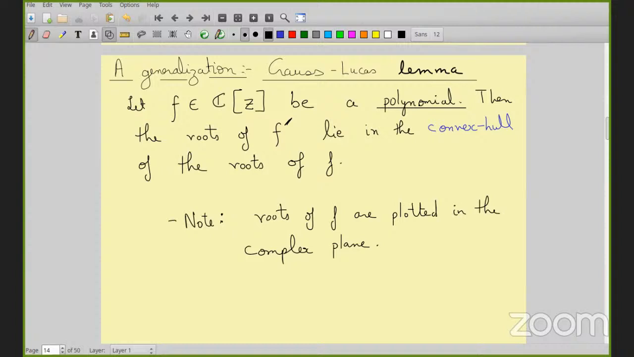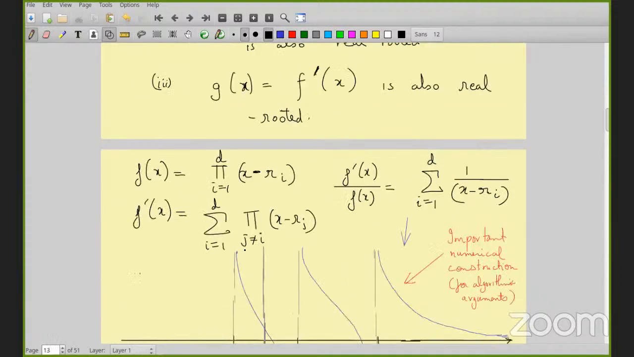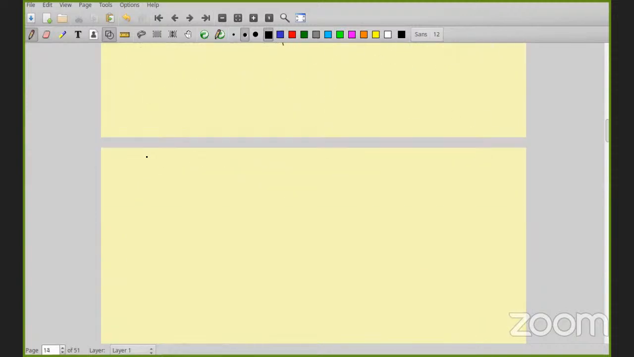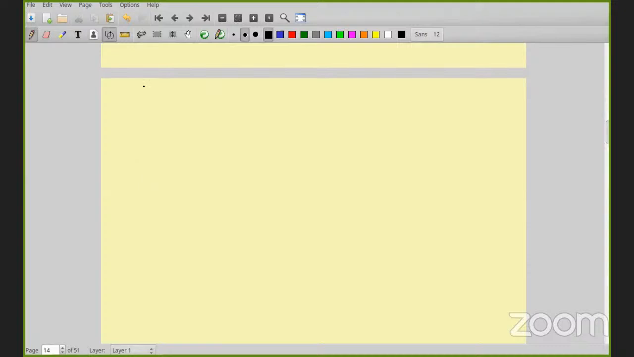Okay, so let's try to prove this. The trick that we had will be useful. The main thing I want to note is that this expression does not depend upon the assumption we made for simplicity that f and f_n have no common roots. This does not create any problem. So, proof: we will get the same kind of form here, 1 over z minus z_i.